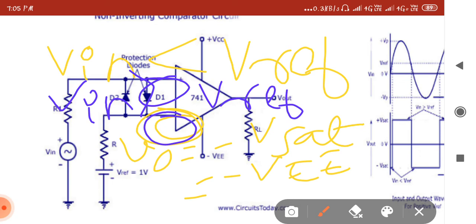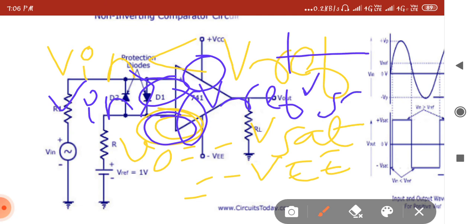Yes, when the positive voltage input with respect to the negative input, V0 goes to positive saturation. It goes to the positive saturation. That time V saturation equals V plus saturation, equals what? VCC, plus VCC. Thus the V0 changes from one saturation level to the other.